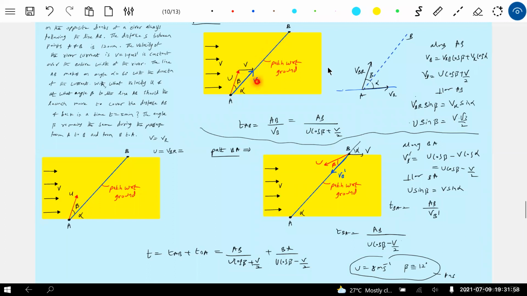Don't know this. How to calculate this? We are using this vector. So I'll resolve the velocity of river and the velocity of boat with respect to river along this direction, and also perpendicular. If the perpendicular components are equal, then the resultant velocity can be along AB. No, there's a basic condition here.